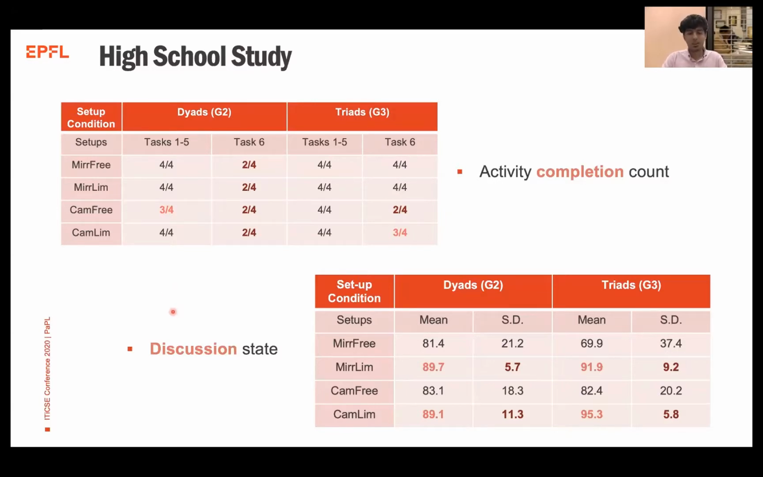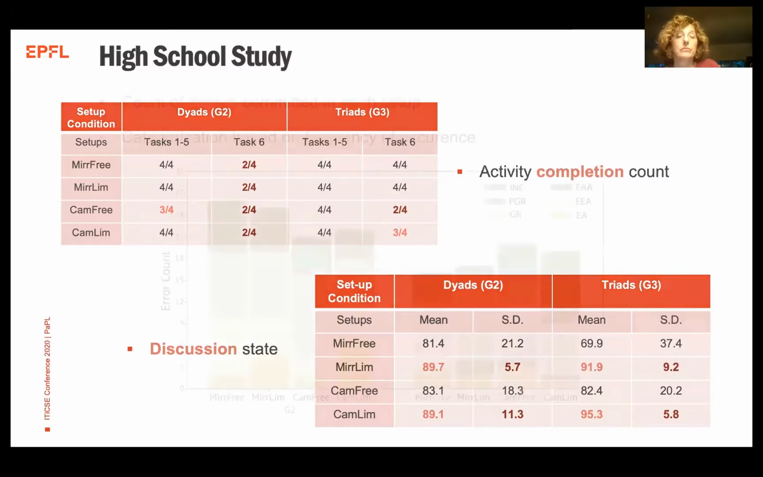When coming to the discussion state, that is the amount of time spent discussing, the limited conditions had a high amount of time of discussion and also less variance in this recorded data as compared to the free condition, where there was more variance, which suggests that their behavior was more unpredictable.